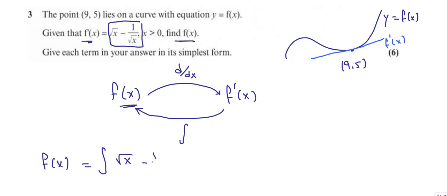Square root x minus 1 over square root x. Put it in brackets, please. This is the proper way to do it. dx. So integrating square root x minus 1 over square root x in brackets with respect to x. dx means with respect to x. I'm integrating with respect to x.